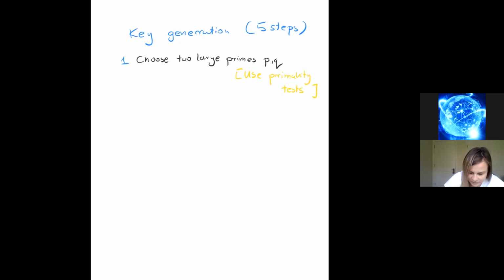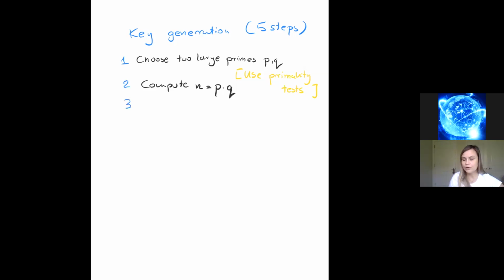Then second step is to compute n as p times q, easy step. Then we have third step.